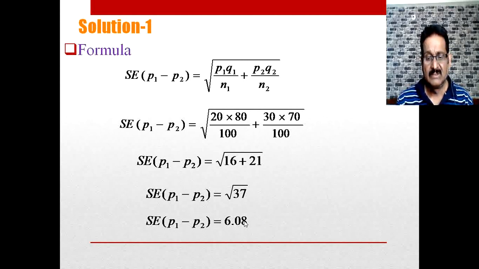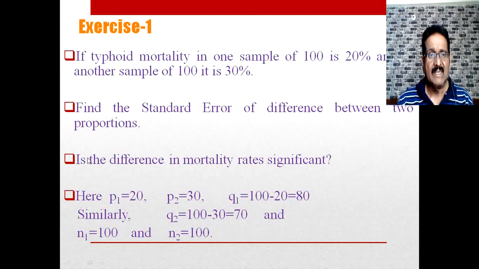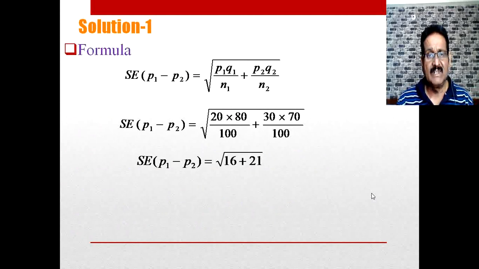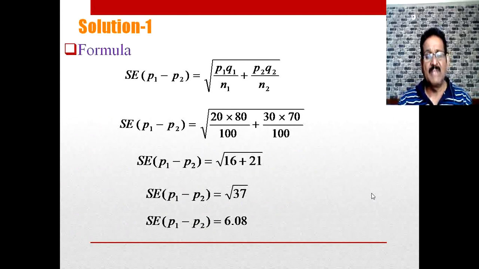But according to the question, looking at the previous slide again, we have to answer: is the difference in mortality rate significant? Of course, we calculated the standard error of proportion, found to be 6.08. So there are two methods to know the significance of the difference between the two mortality rates.